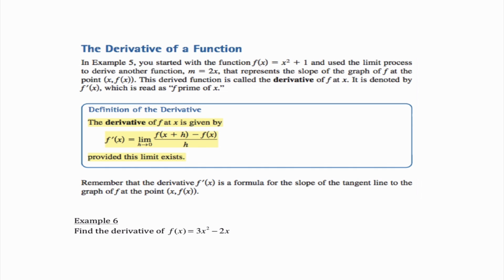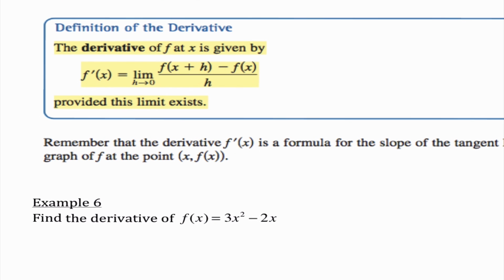So the final thing that we're talking about here is the derivative of a function. So in example 5, we started with f of x equals x squared plus 1 and used the limit process to derive another function, m equals 2x. This derived function we also call the derivative of f at x, and it is denoted by this notation, which we read as f prime of x. So if it's asking us to find the slope of the tangent line, it is exactly the same thing as asking us to find the derivative. The only new thing is that instead of m, we are using this notation, f prime of x.